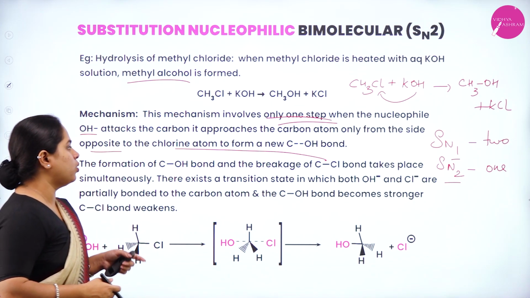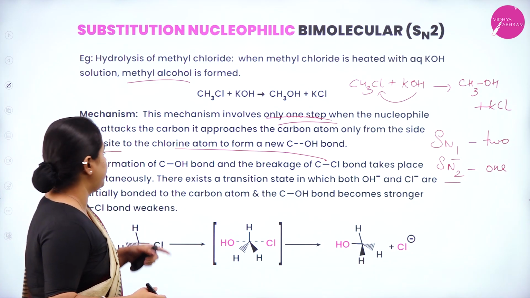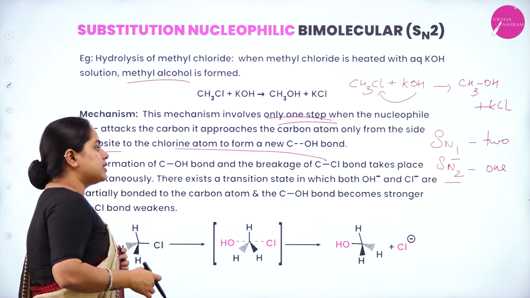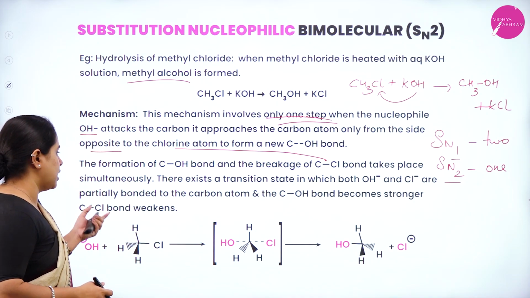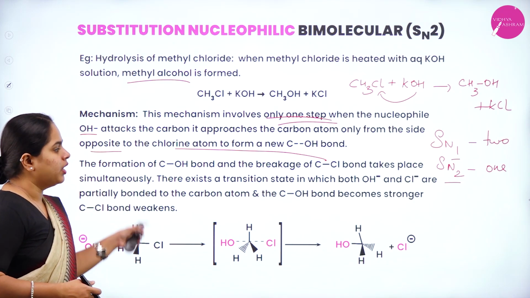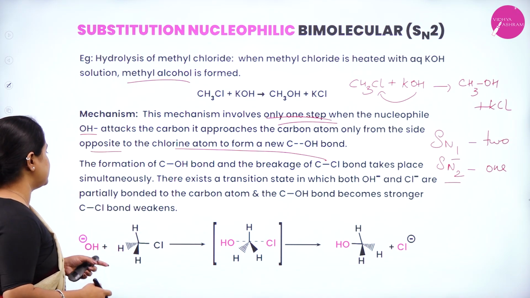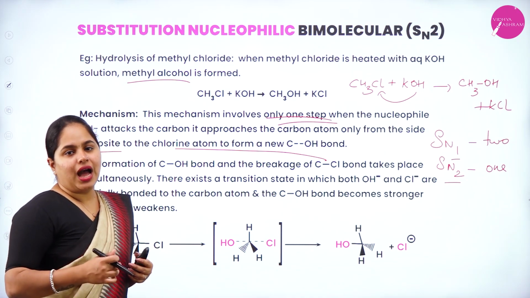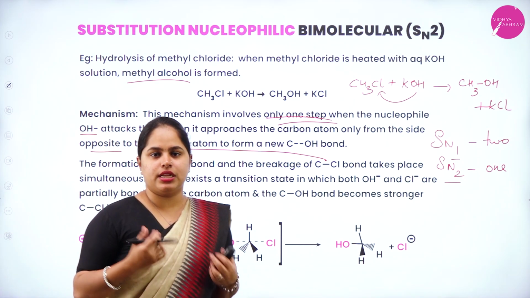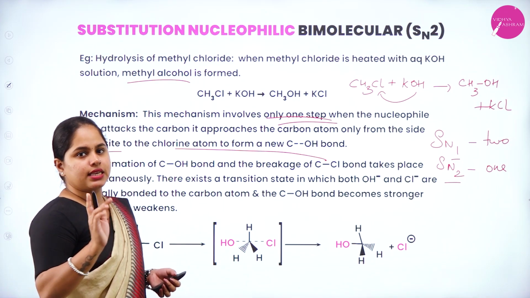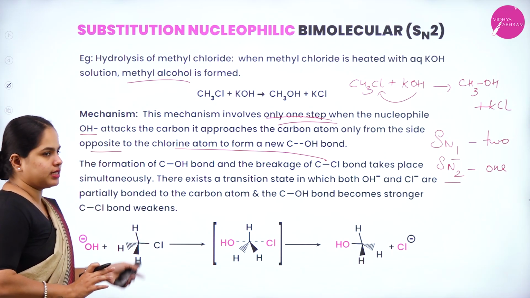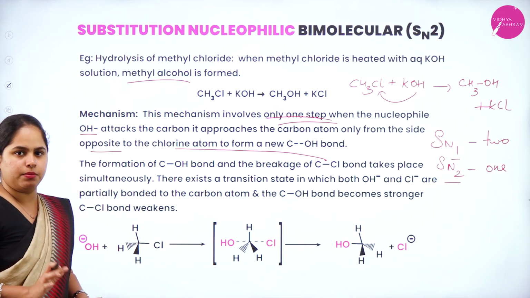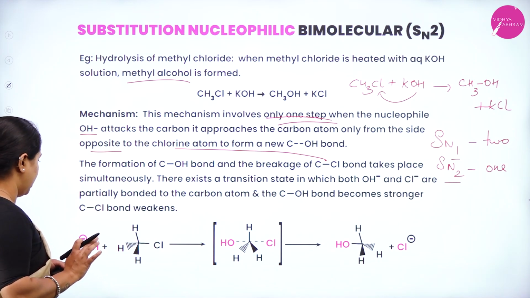The formation of the C-OH bond and the breakage of the C-Cl bond take place simultaneously. There exists a transition state in which both OH minus and Cl minus are partially bonded to the carbon atom, and the C-OH bond becomes stronger and the C-Cl bond weakens. So as discussed, this reaction, that is the SN2 mechanism, is a single step reaction. So let's understand the mechanism, what is exactly written here. Using this example, let me help you to understand.